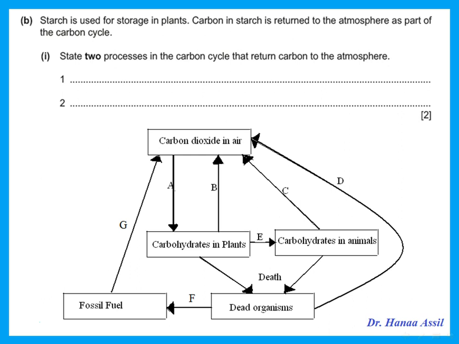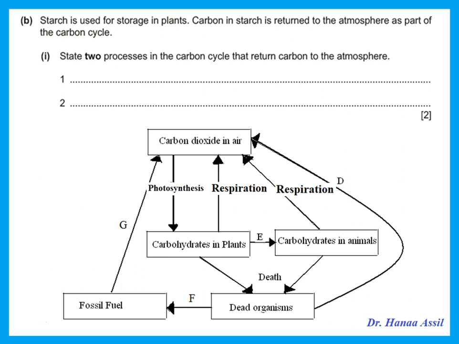You should be able to know what each of these arrows represents. So can you see arrow A? Arrow A represents what? When plants take carbon dioxide from the air, which process is this? Plants taking carbon dioxide from the air, that is photosynthesis. So that arrow represents photosynthesis. Now, the arrow going back to carbon dioxide in the air. When plants give up carbon dioxide to the air, that is respiration. Respiration can occur in plants and in animals.